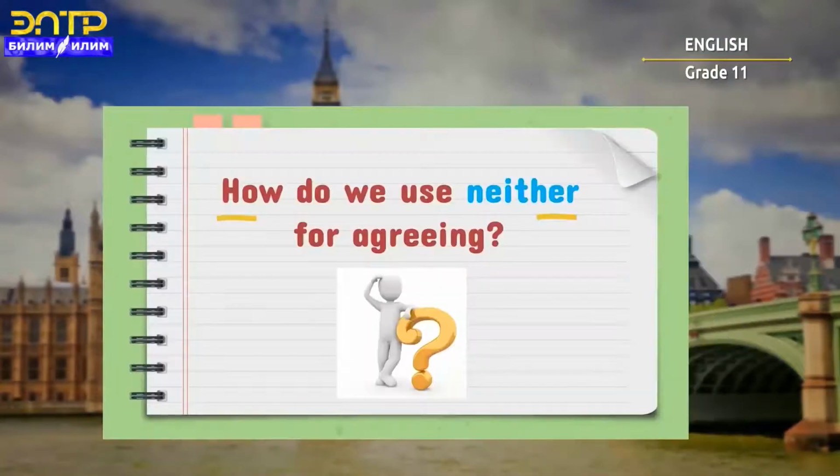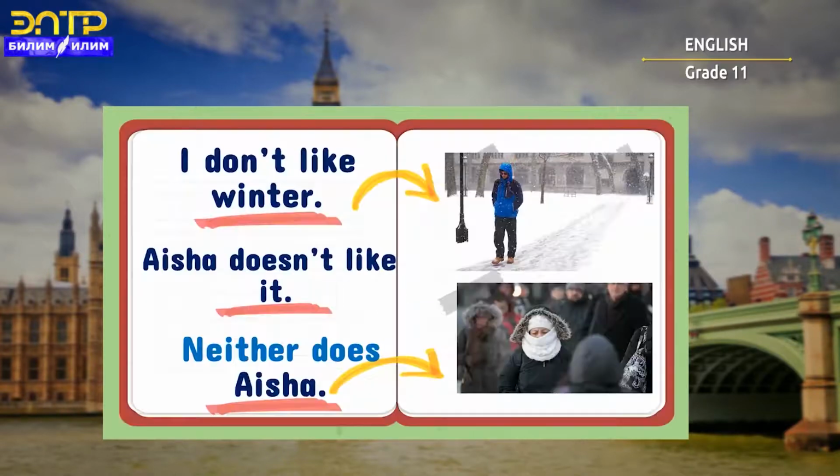But I have a question here. How do we use neither for agreeing? Do we use it with a positive sentence like so, or with a negative sentence? Let's see together. I don't like winter, and we know that Aisha doesn't like winter too. Or we can say, neither does Aisha. Notice that the first sentence, I don't like winter, is a negative sentence, and to agree with this sentence, we can say, neither does Aisha.